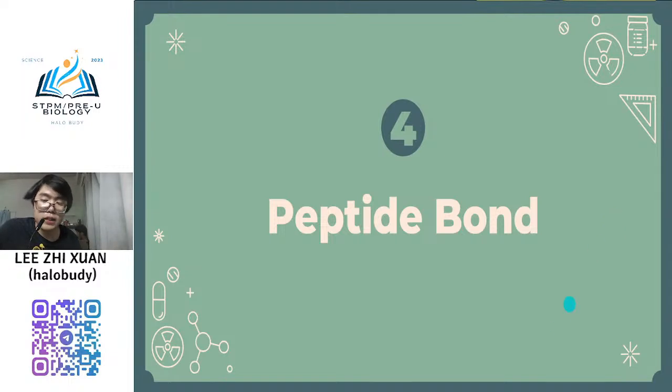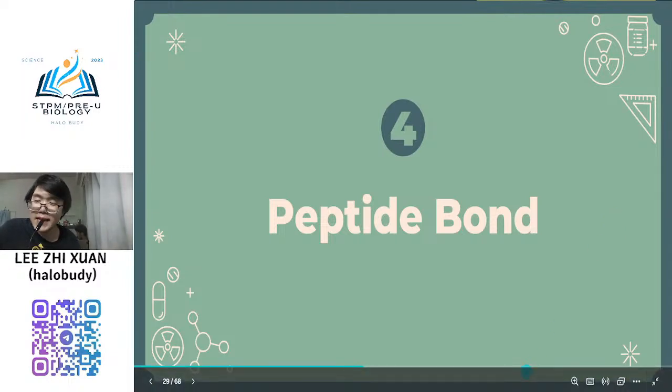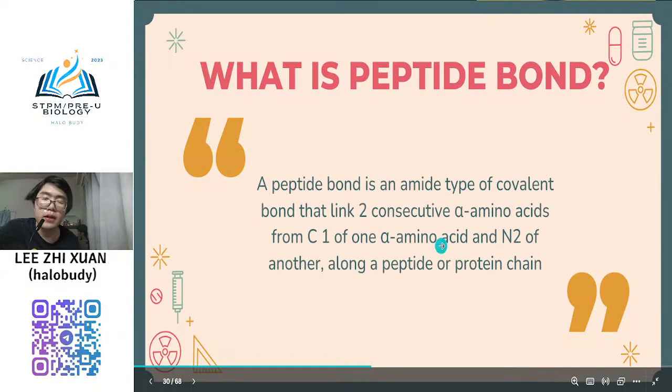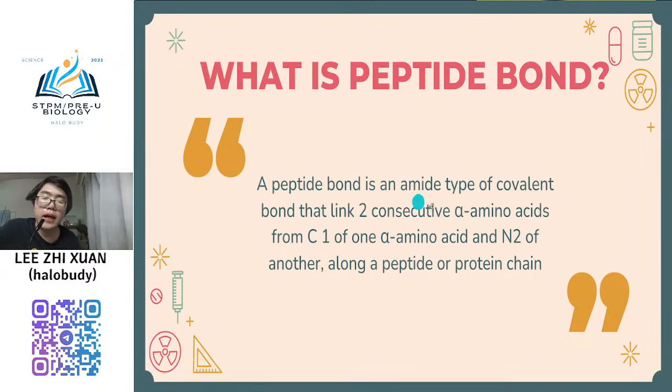Okay, so that's all about the amino acid. Next we go to the peptide bond. We already learned about the amino acid, now we go through the peptide bond. So what is a peptide bond? A peptide bond is the amide type of covalent bond that links two consecutive alpha amino acids from C1 of one amino acid and N2 of another.